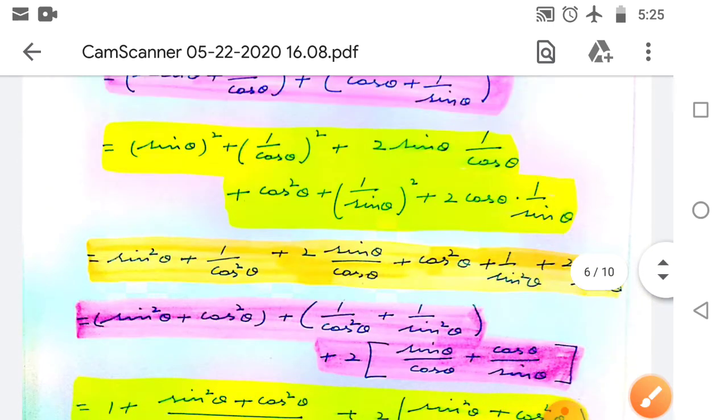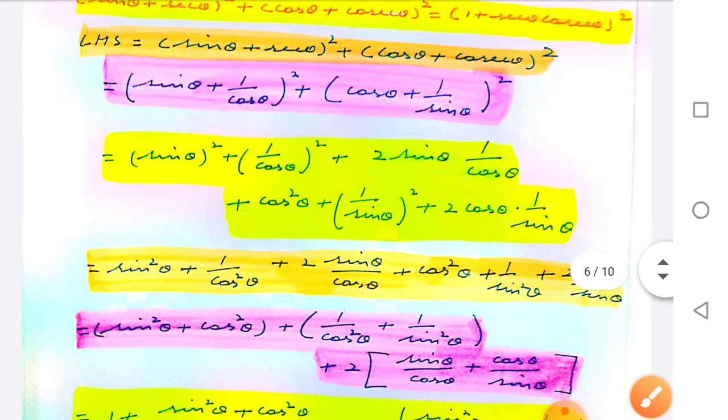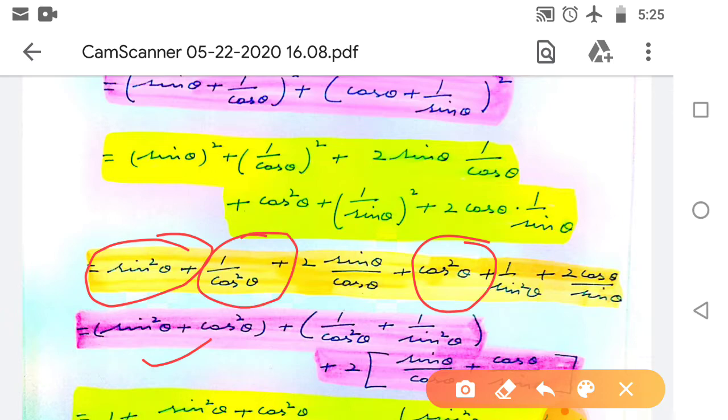Once again look at this question. We start with LHS, convert into cos theta and sin theta. Now apply (a plus b) whole square and (a plus b) whole square here, and then make pairs, that is sin square theta we take from here, the cos square theta from here, so we write it, and 1 upon cos square theta, and this is 1 upon sin square theta, we write like this, and we are left with 2 and this.